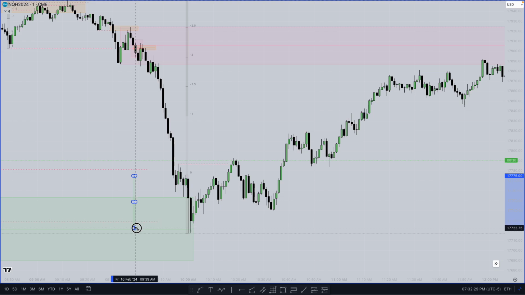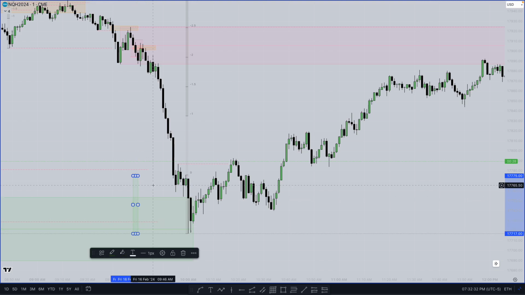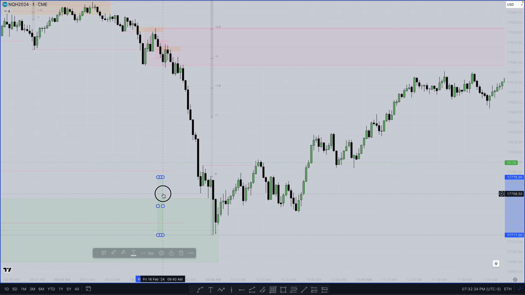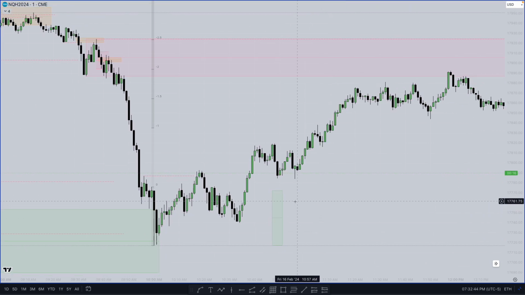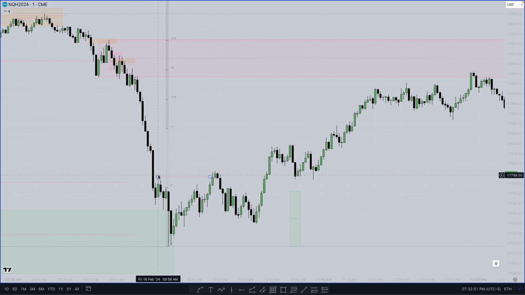It actually went down to here. Let's just move this over. Okay, so that's your candle. And it dips down. You're getting a 4-hour manipulation. You did a market structure shift right here. You have your zone.